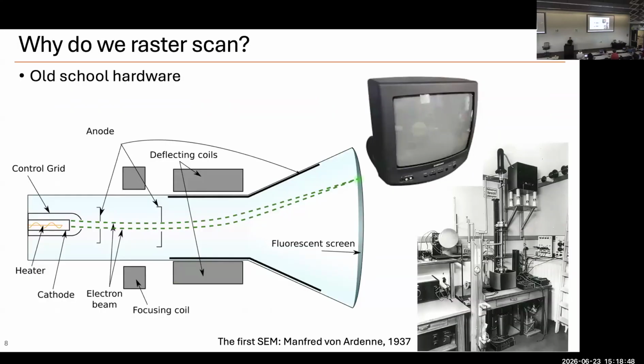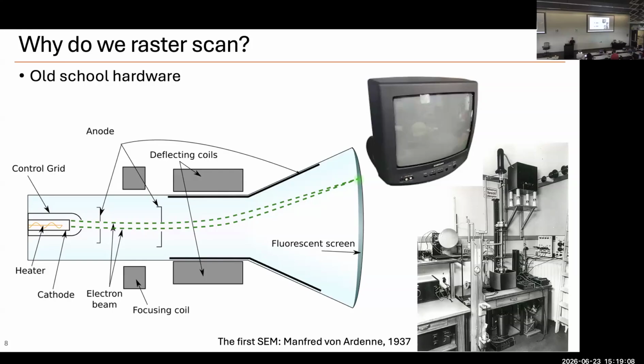So why do we do this raster scan? Someone initially decided to scan and make images this way. So why did they do that? Well, it goes back to the type of hardware that was commonly available when electron microscopes were invented back in 1937 in Germany.